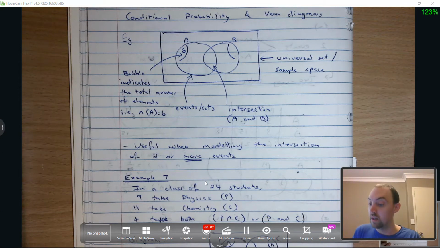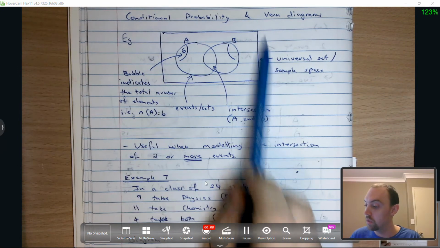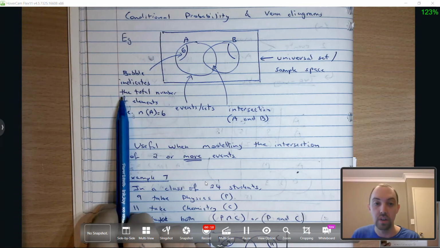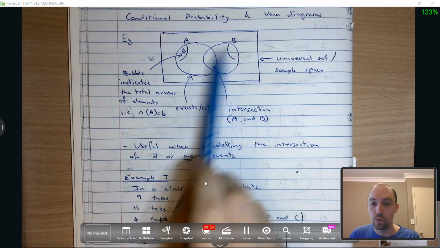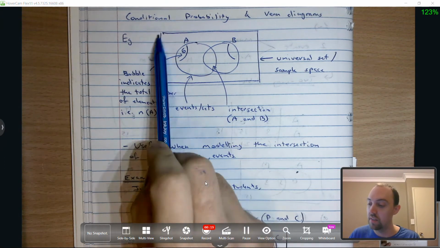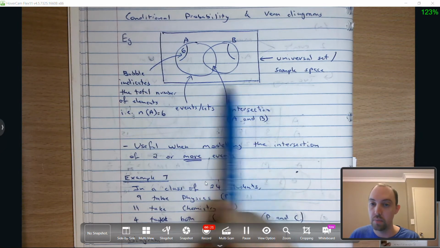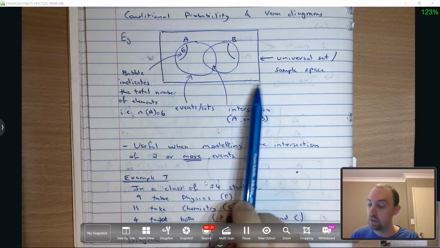Hey guys, today we're doing conditional probability and Venn diagrams. So I got a quick example here to help describe what's going on in a Venn diagram. We've obviously got our two circles, which represent the events or sets, and the square around it represents the universal set or the sample space.